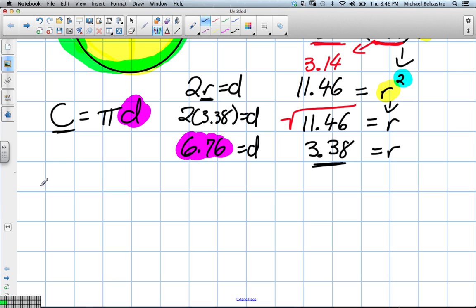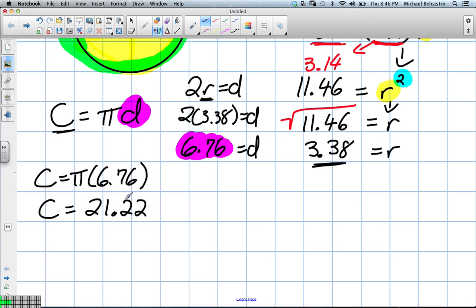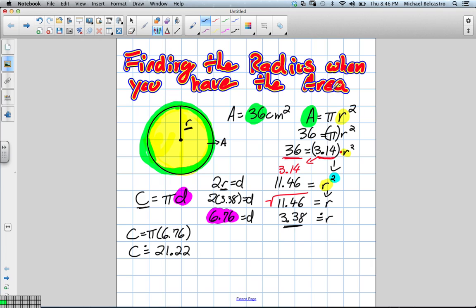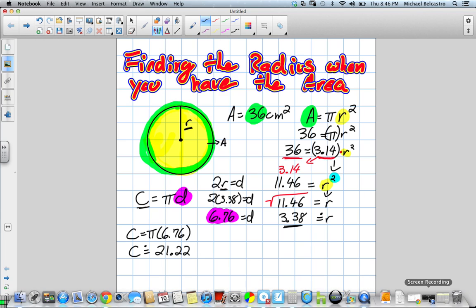So the circumference is equal to pi times 6.76. What is the circumference of that circle? 21.22. Okay? And we're going to say approximately. And again with this radius, approximately. So look at all that. With just the area, we were able to figure out the radius, the diameter, and the circumference with that one little piece of information.